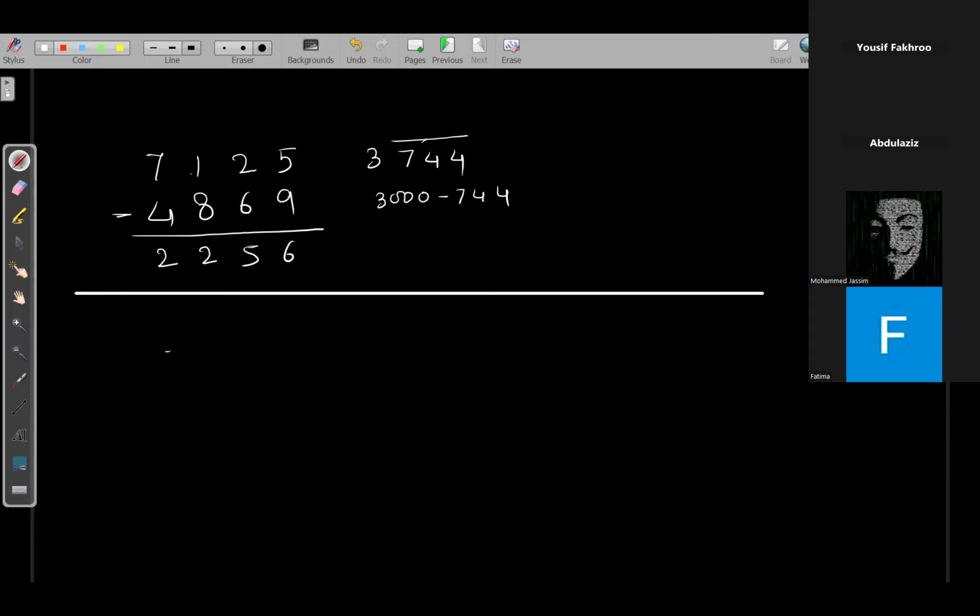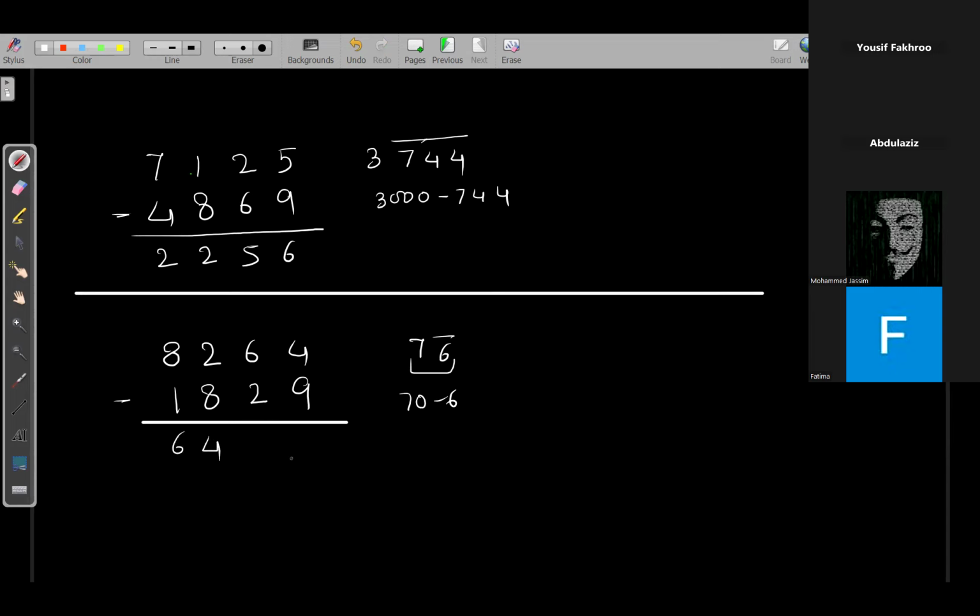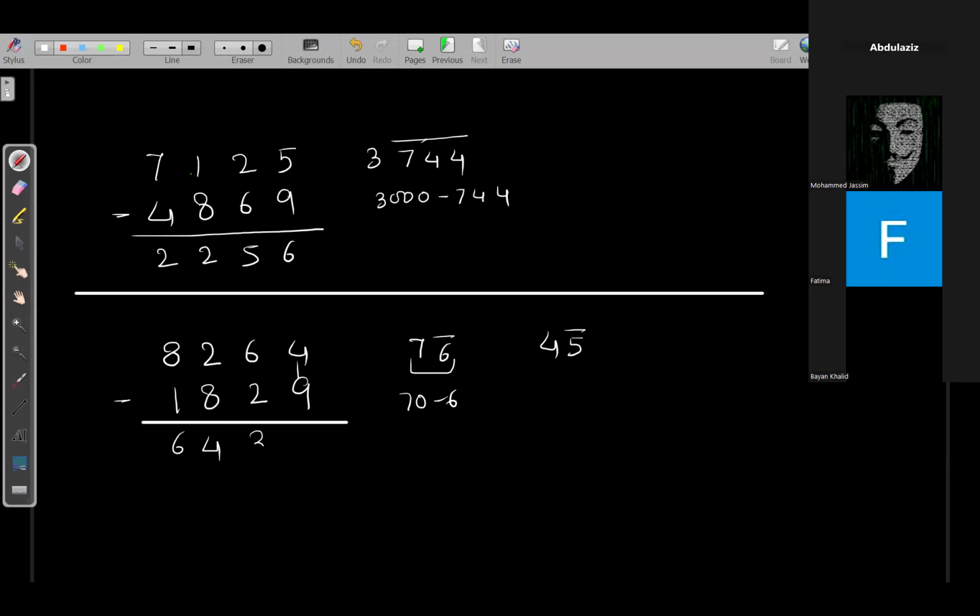One second. So suppose if we take 8264 minus 1829. Pay attention, okay? Now let's write down. 8 minus 1 is 7, but 2 minus 8 is bar 6, correct? This is 70 minus 6, which is 64. Do you get it? Okay. 6 minus 2 is 4, and this is equal to bar 5. 40 minus 5 is 35. That's your answer. How many getting it?